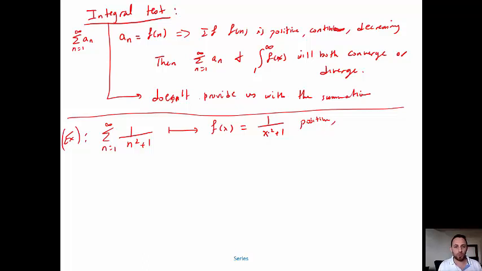You need to check if it's continuous. Of course, I'm talking here on the domain from 1 to infinity. If you substitute, you can substitute 1, 2, 3, 4. So it is continuous in the domain of definition, which is 1 till infinity. So it is continuous.